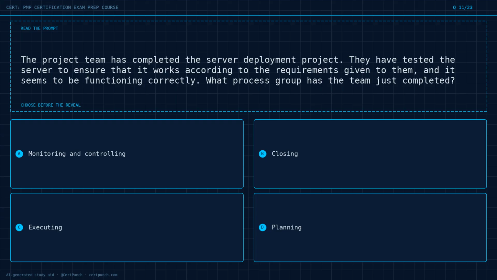Option A, monitoring and controlling. Option B, closing. Option C, executing. Option D, planning. Decide on the strongest option before the reveal. Stay with your gut.